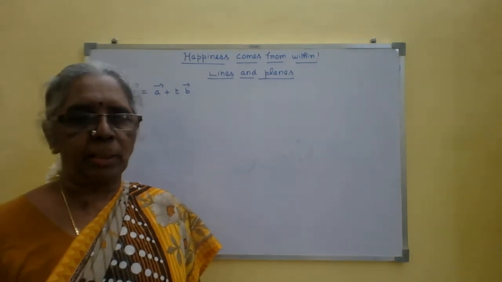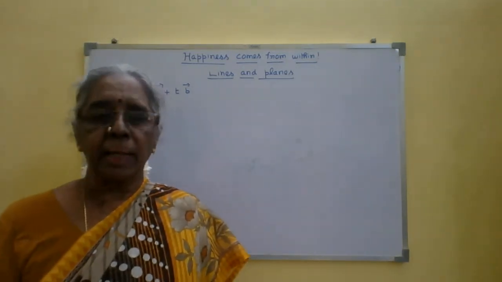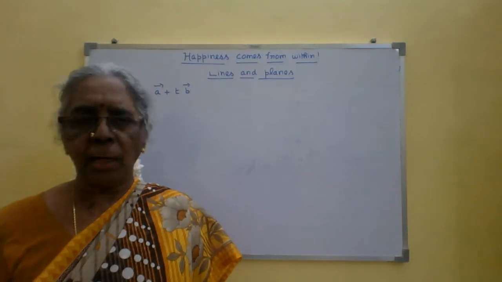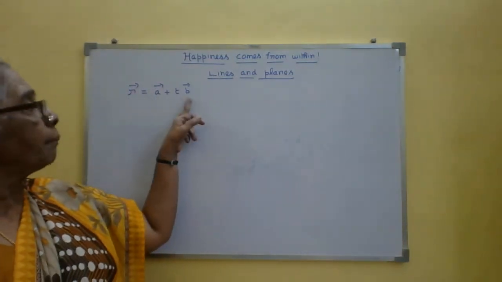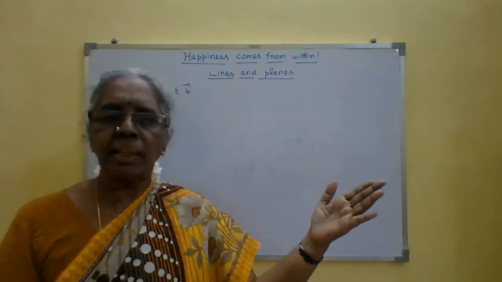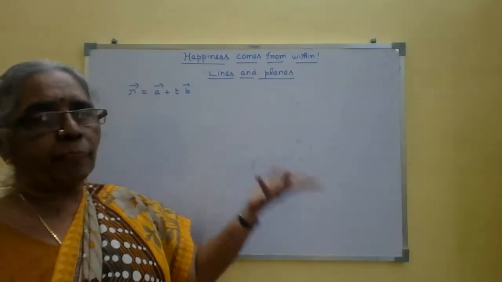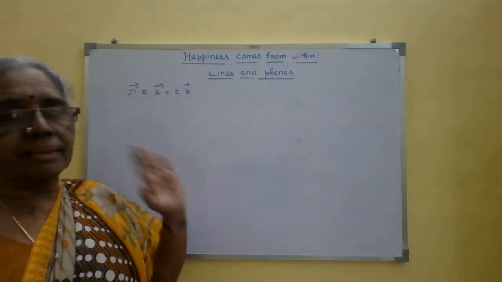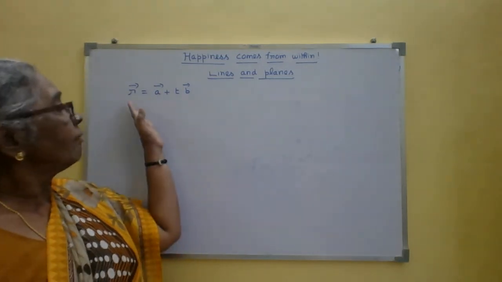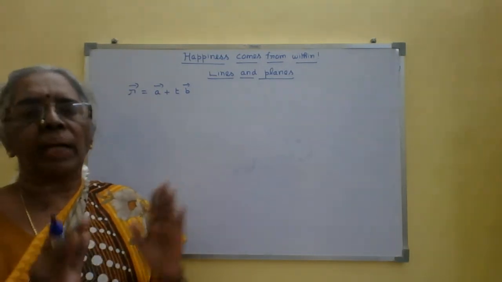Both are the same actually, because when two lines are parallel, the direction ratios will be proportional or equal. So here the b vector represents straight away the direction ratios of the line, or it is the direction ratios of the parallel vector. This t is a scalar. This is the vector equation of a line.